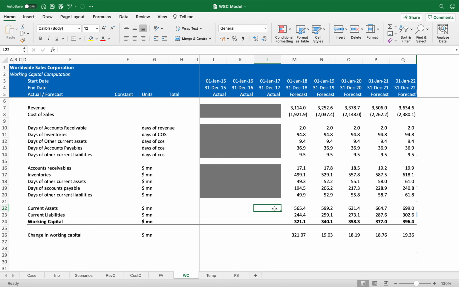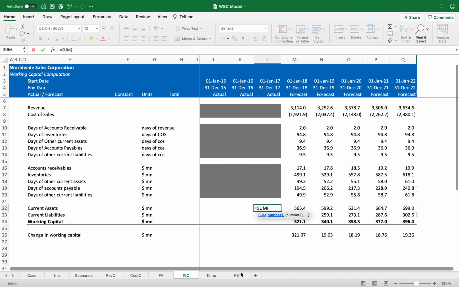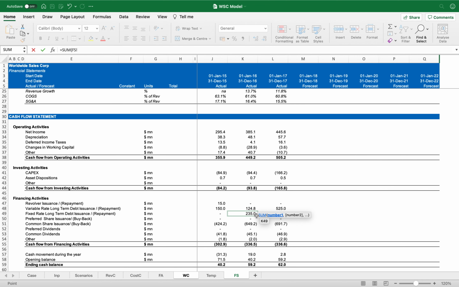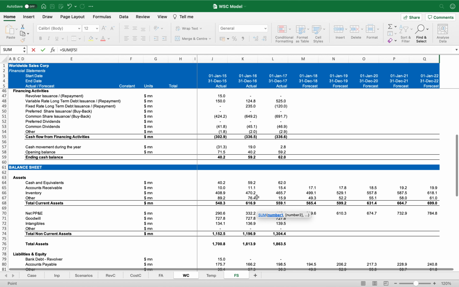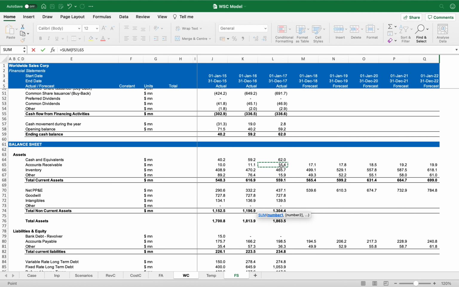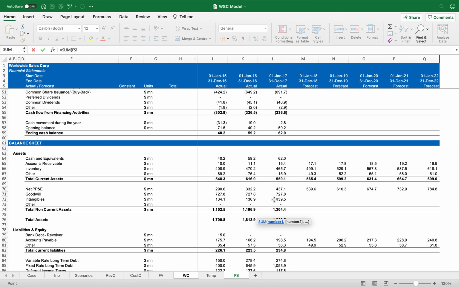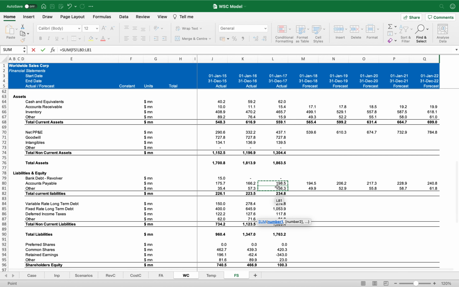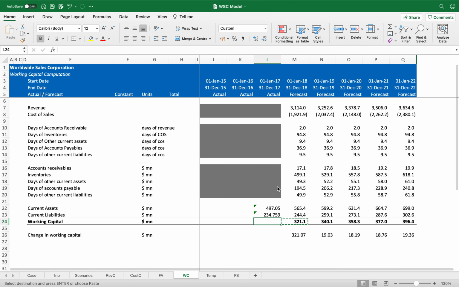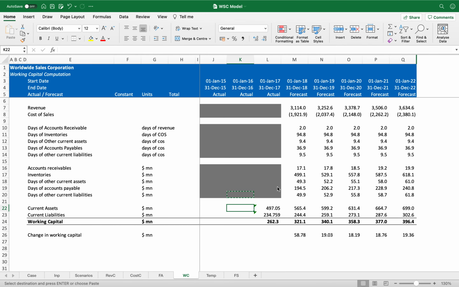So I need current assets for 2017. I'll just link from the balance sheet. Current assets for 2017, receivable, inventory and others, and current liabilities for 17 again, it is payables and other current liabilities. Okay, that's it. So now you have change in working capital as well.